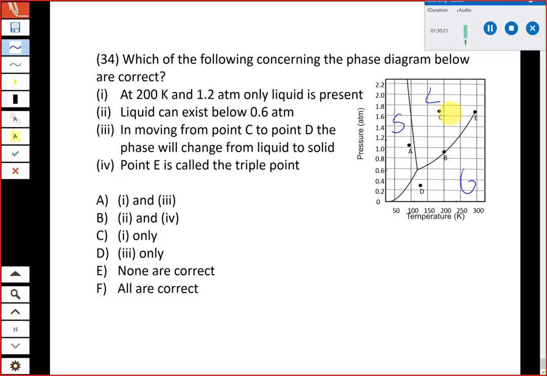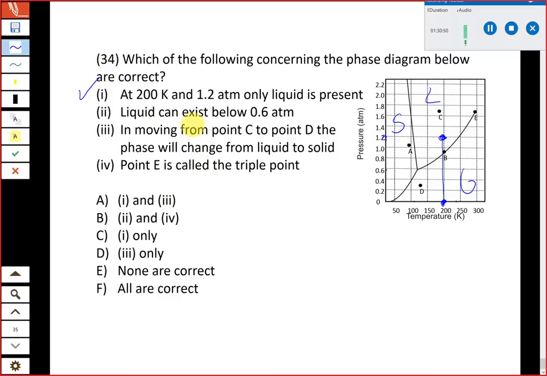All right, so choice one, at 200 Kelvin and 1.2 atmospheres, only liquid is present. So if we look at the axis on this, we go to 200 Kelvin, which is our x-axis, 1.2 atmospheres, that point is up here, and you can see that that is in the middle liquid part of the diagram. And it's not on the line between any of the two phases, so only the liquid would be present at that pressure and temperature. So this one is correct.